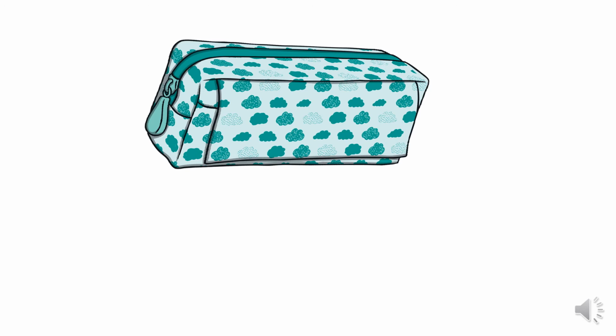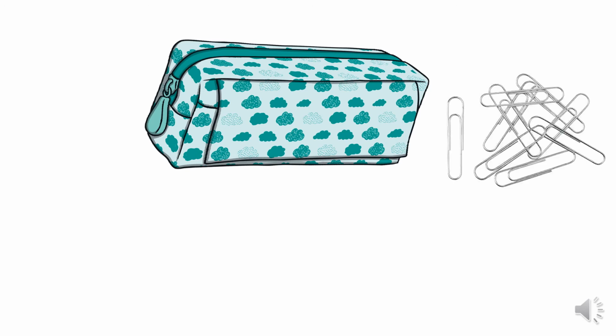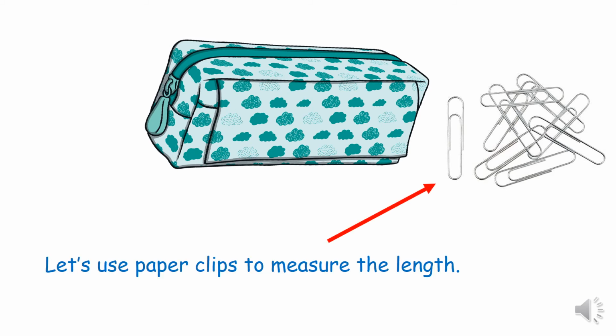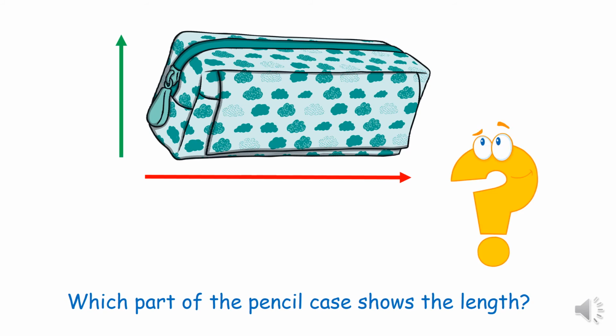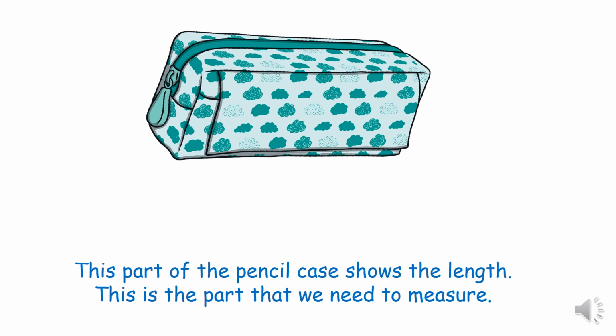Let's measure the length of the pencil case. Let's use paper clips again, as paper clips are non-standard units of measurement. And we're going to be measuring the length. Which part of the pencil case shows the length? Is it this part or is it this part? What do you think? Well done if you were correct. This part of the pencil case shows the length, as this is the longest side of the object. This is the part that we're going to measure.